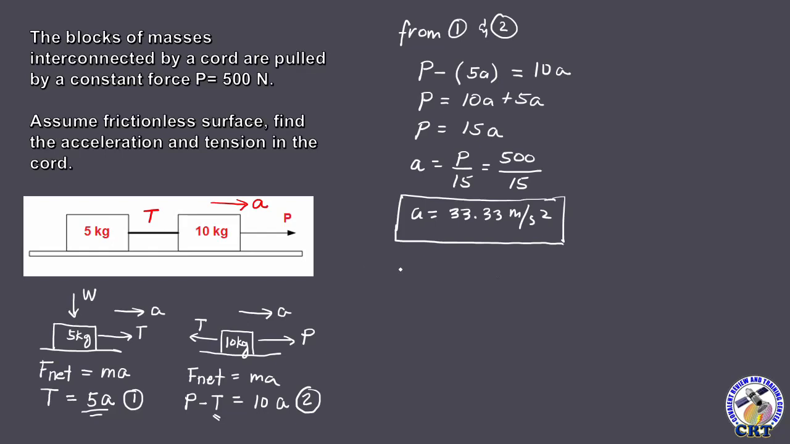Okay, so you can take note of a shortcut if you are dealing with a system of blocks of masses. We can use a certain shortcut in calculating the acceleration, and this is equivalent to F net divided by the summation of the masses.